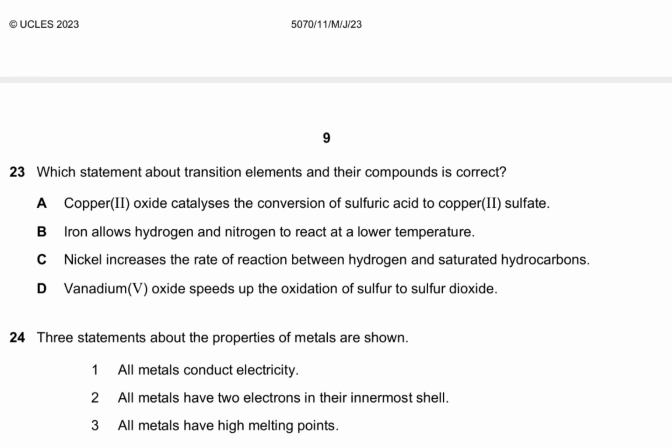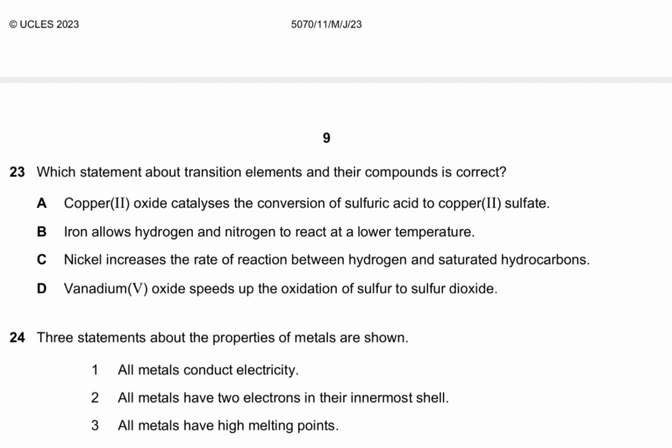Next one is which statement about the transition elements and their compounds is correct? Copper oxide catalyzes the conversion of sulfuric acid. No, copper use नहीं होता इसके लिए. To convert sulfuric acid to copper sulfate. No, it's not. Conversion के लिए ही नहीं.